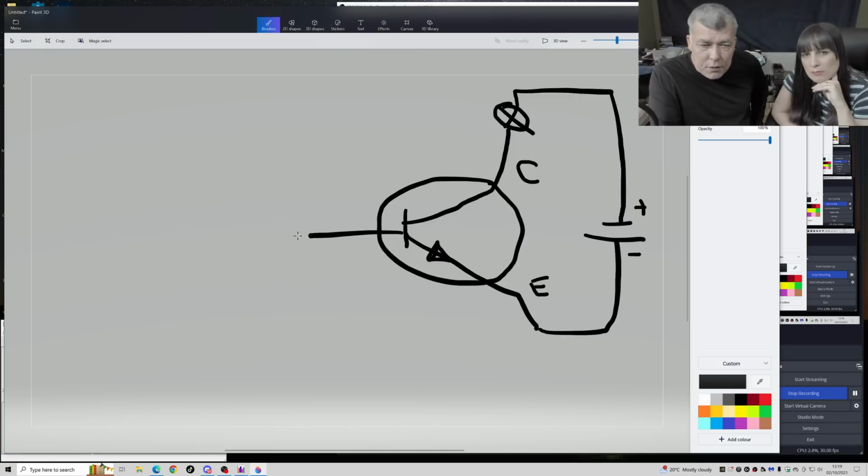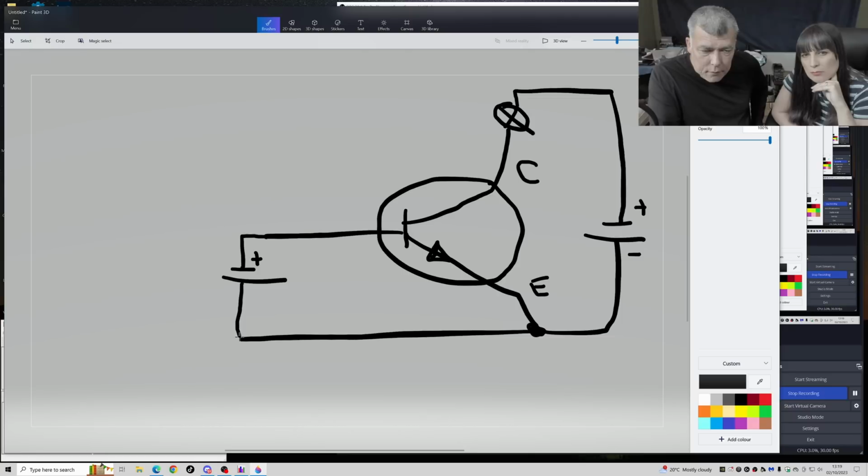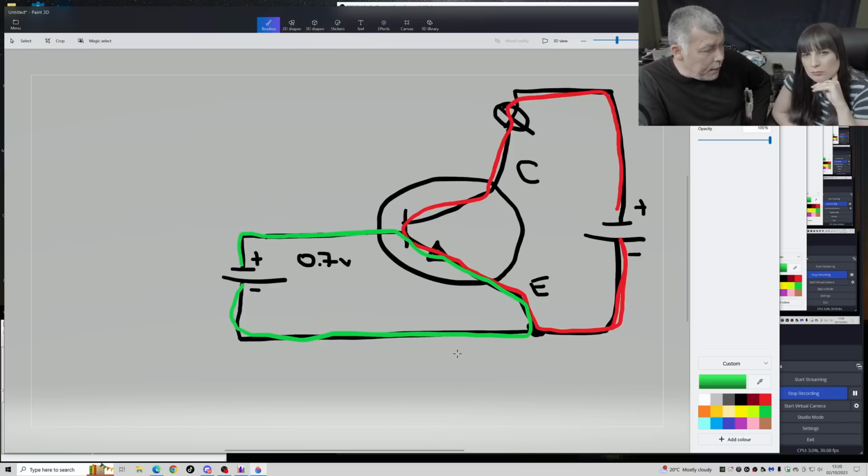Now let's connect a second battery to the base and emitter, with the plus here and the minus here. And this will be 0.7 volts. If you connect the battery here between the base and emitter, the transistor will start driving power. And this is the circuit. So you have two currents flowing on this circuit: this one, and the second one is this one. You have two different currents flowing through this circuit.